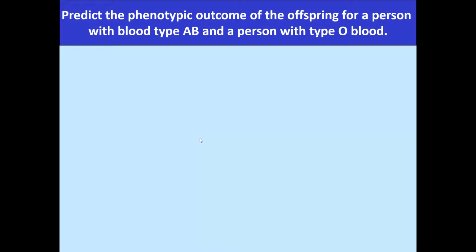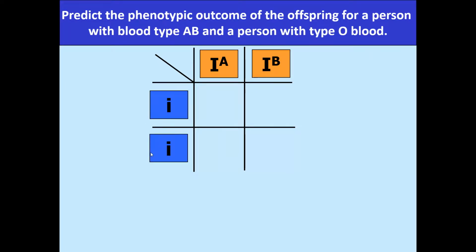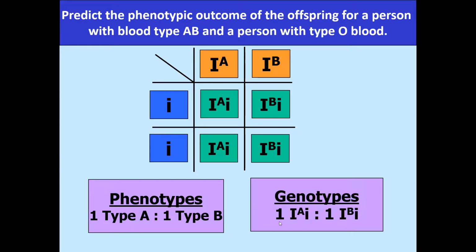Let's try a problem. Predict the phenotypic outcome of the offspring for a person with blood type AB and a person with type O blood. So one person has the gametes IA and IB, and the other parent is going to have little i's for their gametes. If we cross this, we find that half of the offspring have type A and half are type B. So it's 1 type A to 1 type B, or genotypically also a 1-to-1 ratio.